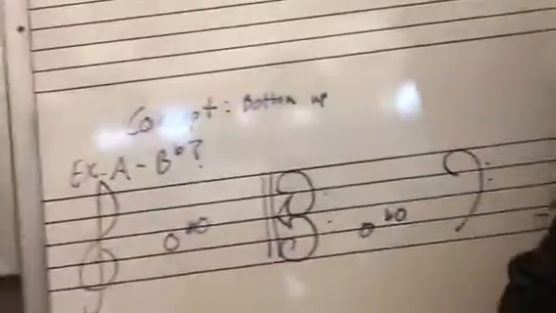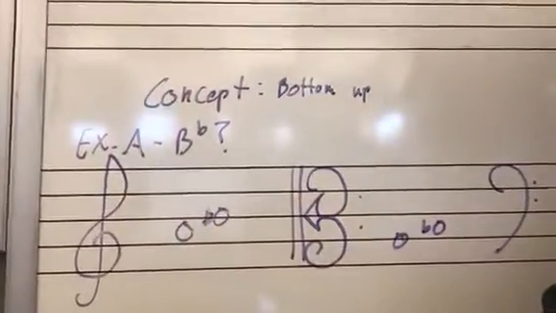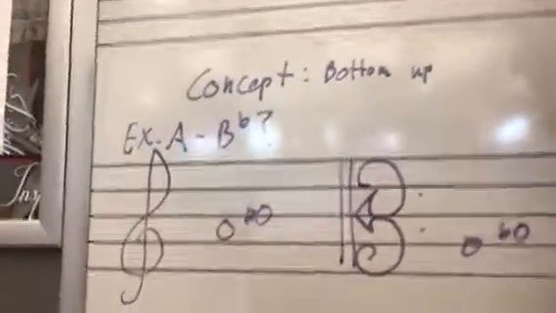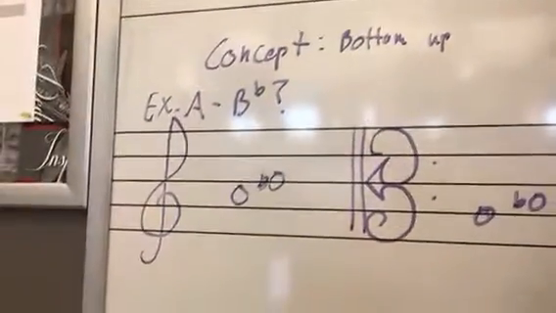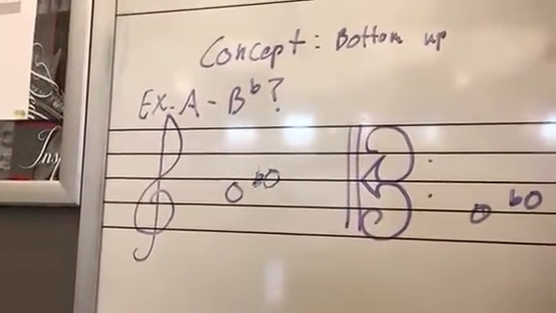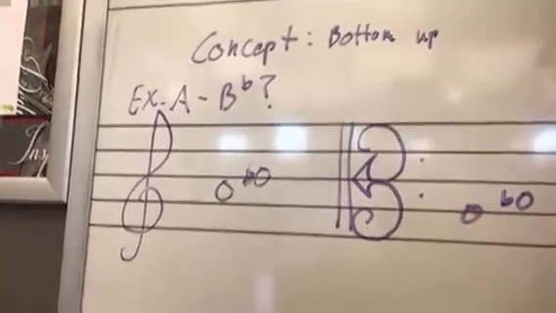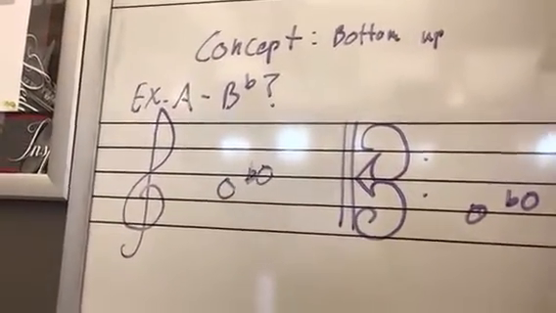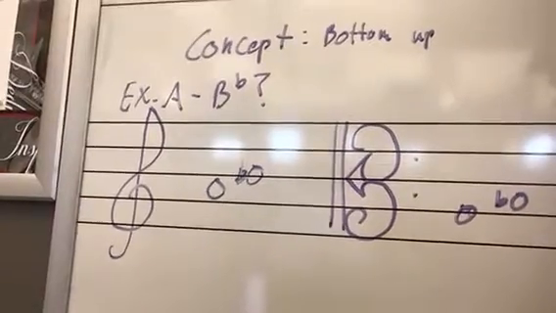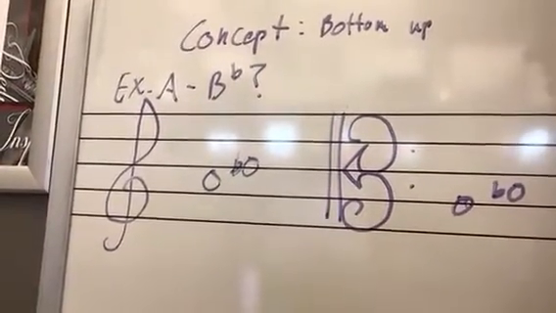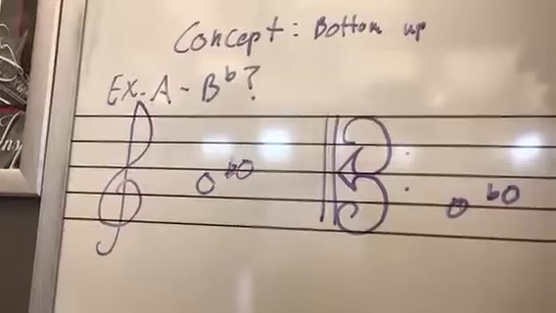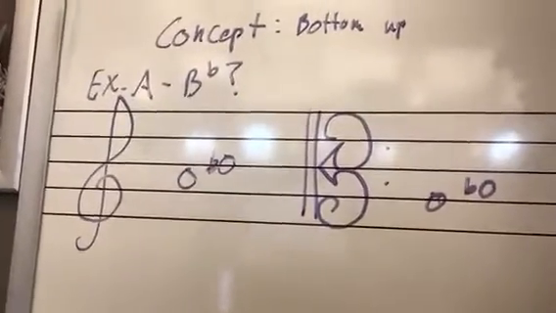First of all, here's our big concept. When we're talking about intervals, meaning the space between notes, whether it's a half step or a whole step or any other kind of interval, we go from the bottom to the top. For example, A to B flat. Okay, if we're talking about what's the interval between B flat and A, well, we would reverse it in our mind and start with the lower note and go to the top. So I'm going to be doing that as well.